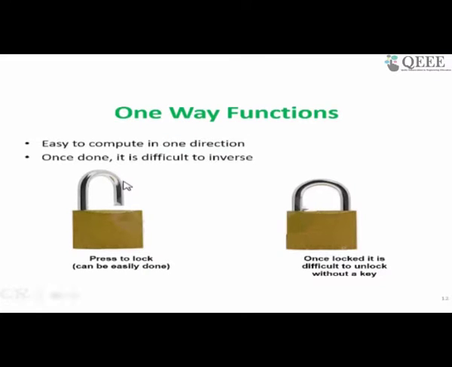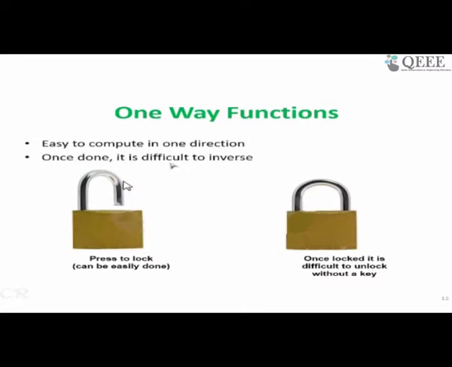Now once you have locked it, if you do not have the key, then it is extremely difficult to actually open the lock. So going from the open state to the locked state is easy. On the other hand, without the key, going from the locked state back to the open state is extremely difficult, right? And this is a real life example of a one-way function which most of us have seen, or are using, in our day-to-day life. Okay, right?